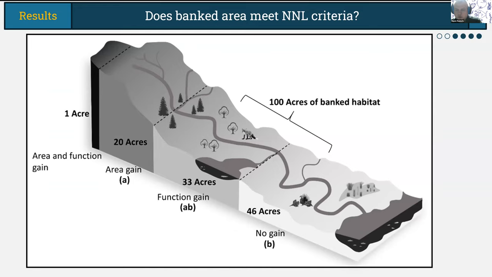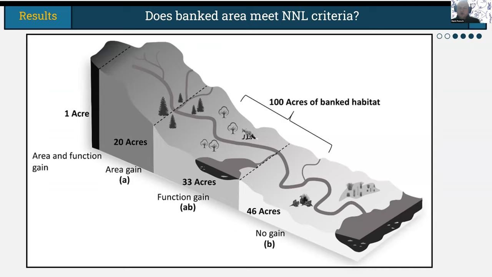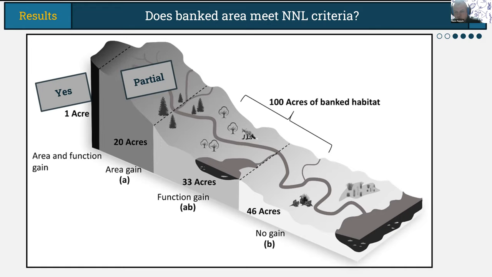When we look at this from a simple schematic, I just want to leave you with this note. If we were to assume 100 acres of banked habitat using the United States framework, the breakdown across the board would go something like this. Out of 100 acres banked, you would get about 1 acre where you would have an area and functional gain, and we said that this is achieving the goals of no net loss. You'd have about 20 acres where you'd have an area gain, and we view this as partially reaching the targets of no net loss.